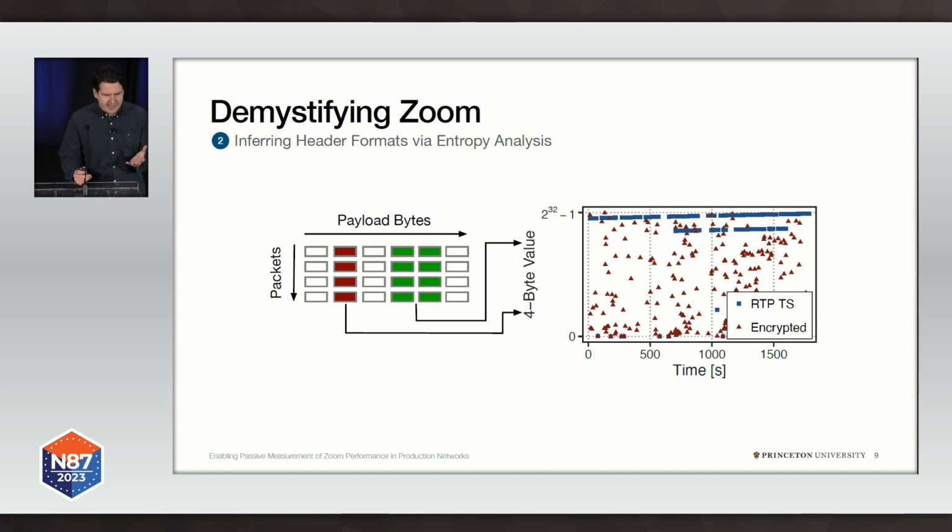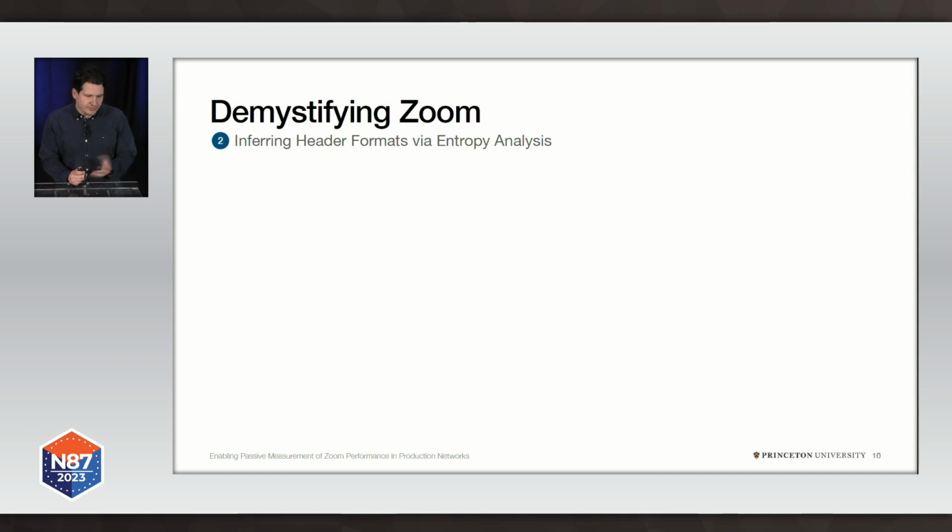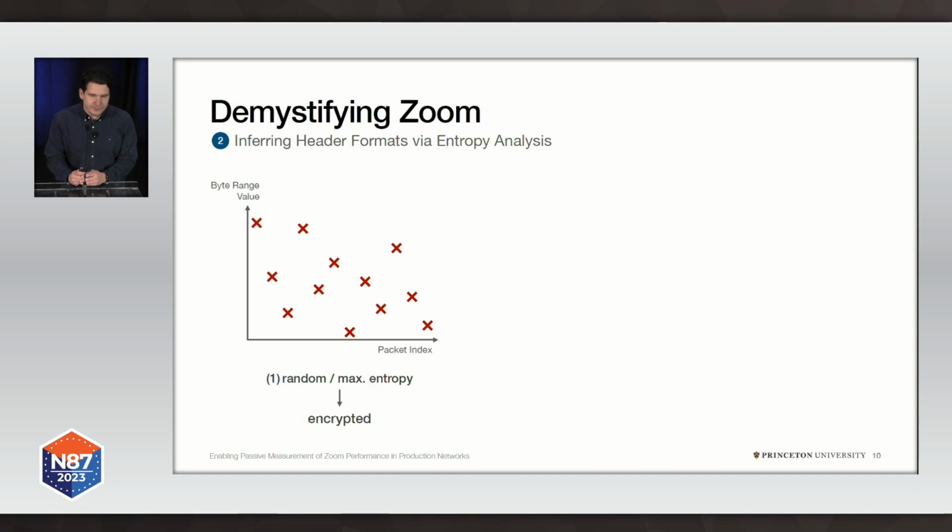A real-world example of this is here. Here we extracted 4 bytes. In other words, the value range on the y-axis is 0 to 2^32 minus 1, and on the x-axis you see the time. Through that, we were able to see 3 distinctive patterns. The first one is completely randomly distributed byte values showing maximum entropy, and this corresponds to either encrypted traffic or means that we hit the media payload directly.